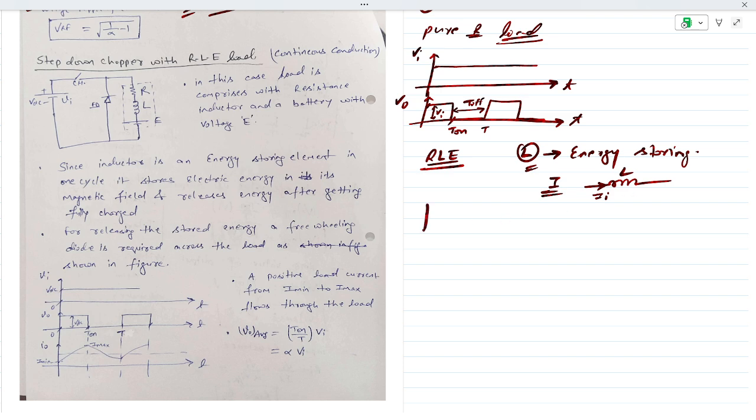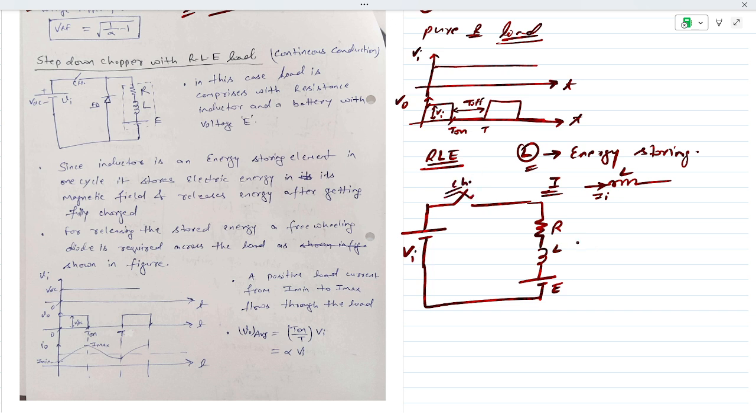So let's say I'm designing a step down chopper or the buck converter with the RLE load. Let's say this is R, this is L, and this is the E. This is a kind of DC motor load. So this is the R, L, E, and this is the input voltage, and this is the chopper. Basically this is the chopper switch. So what happens when the chopper is on?